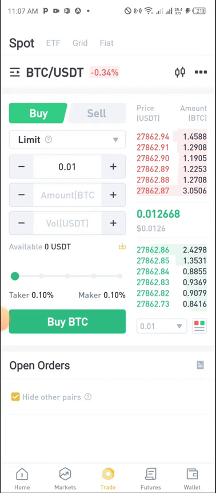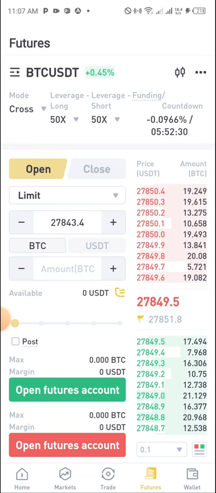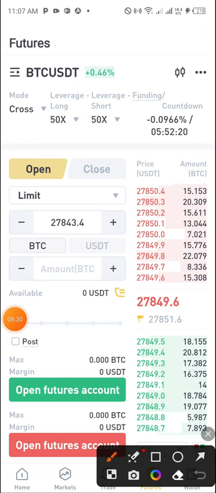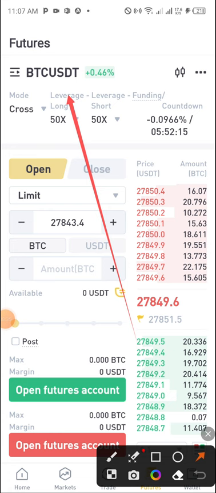So the next is the futures tab. And right here, this is where a lot of persons will be interested in, because you can actually what? Leverage. Now, how do you leverage? It's very simple. I'm going to explain all of these things in clear details. Right here, we have the mode. Here could either be cross or isolated.